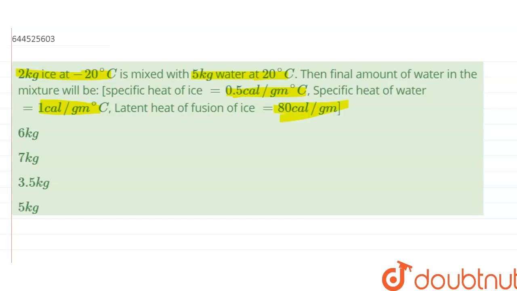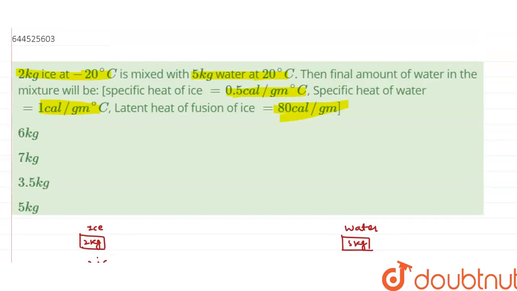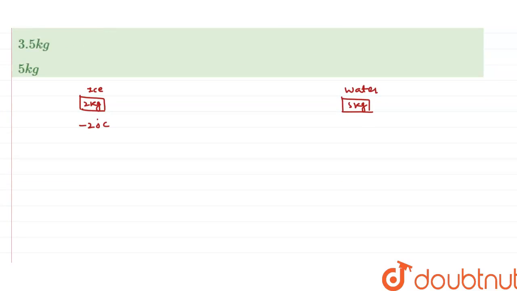So let's start the solution. In the question they are giving 2 kilogram ice at minus 20 degrees centigrade. Suppose this is the ice, 2 kilogram ice at minus 20 degrees centigrade, and suppose this is the water which is 5 kilogram, and it is at 20 degrees centigrade. Now as you can see, the temperature of water is greater than the temperature of ice. That means heat is emitted by the water and the same amount of heat is absorbed by the ice.